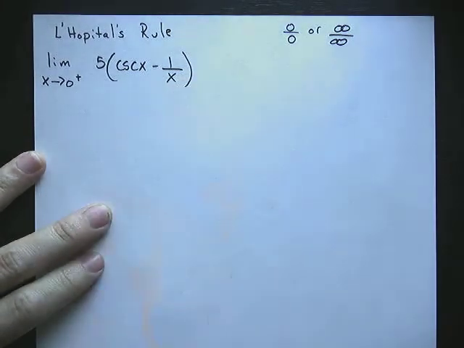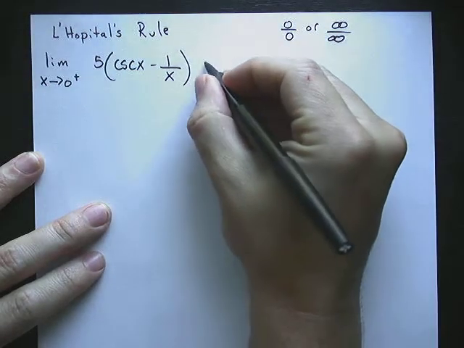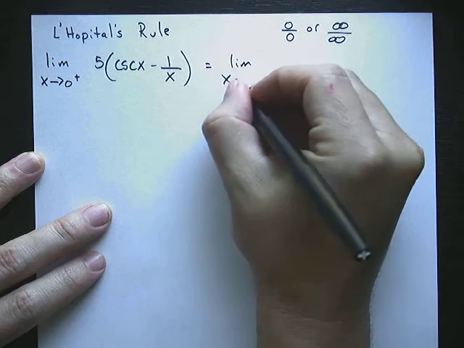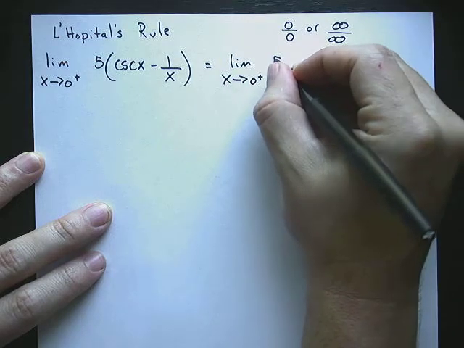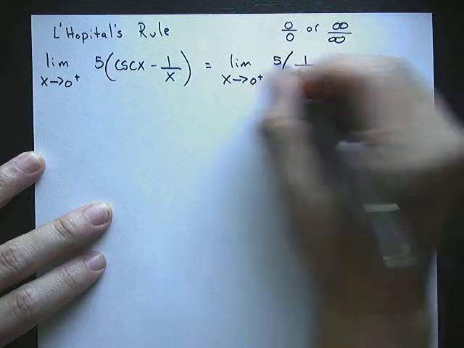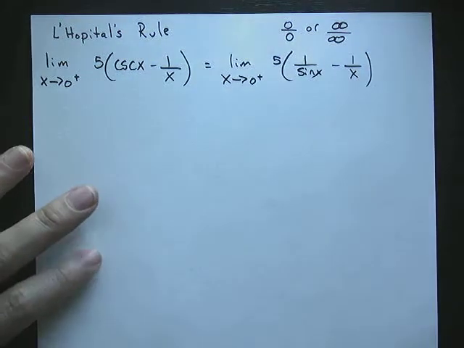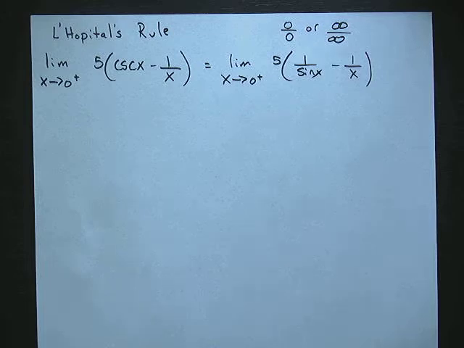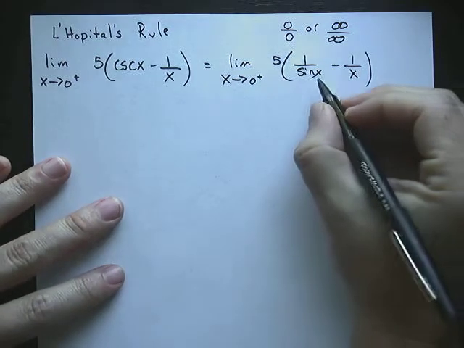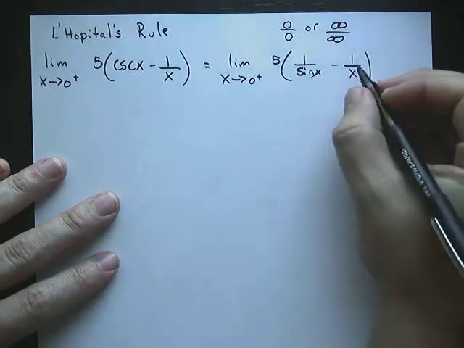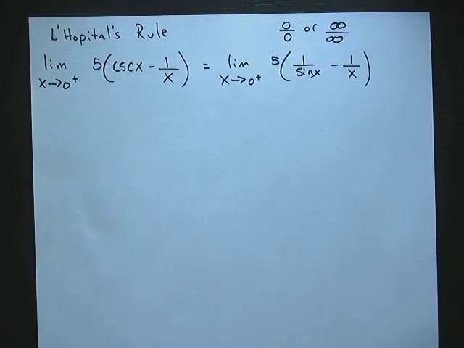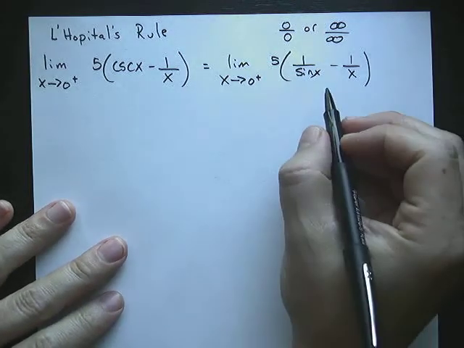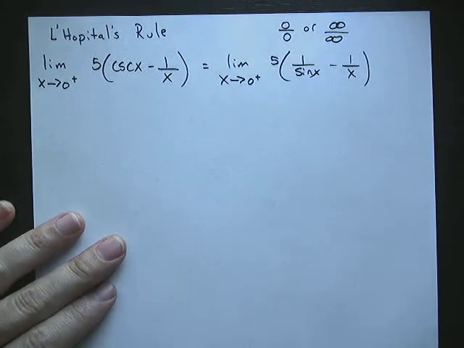So we plug in a 0 into cosecant, and if this helps, you can change it into sine. We may do that later in the problem anyway, so let me go ahead and do that. So 5 times 1 over sine for the cosecant minus 1 over x. When you plug in a 0 into sine, you get 0, and you plug in a 0 here, and this is undefined. So that really doesn't help us too much in this problem. So we need to try to get this in the form 0 over 0 or infinity over infinity. So let's combine these two fractions and see what happens.